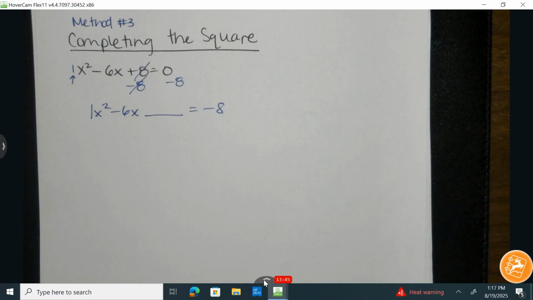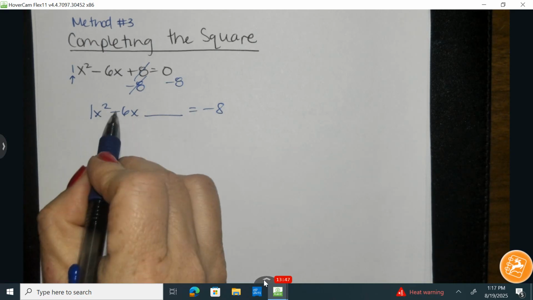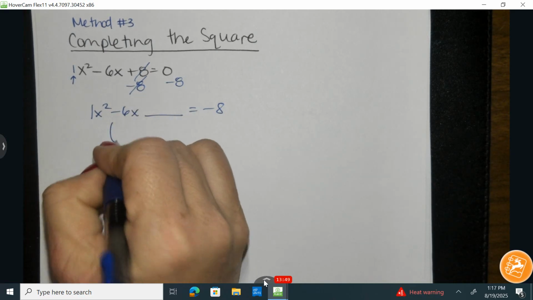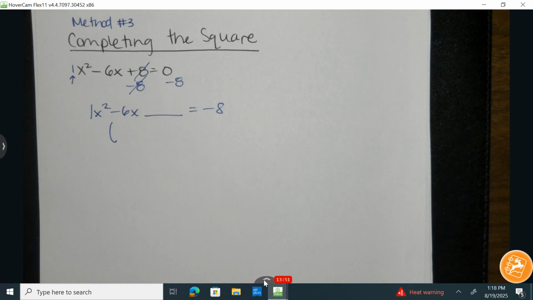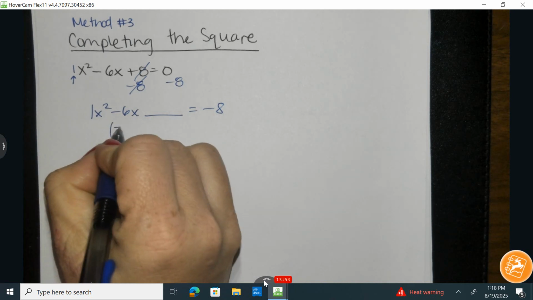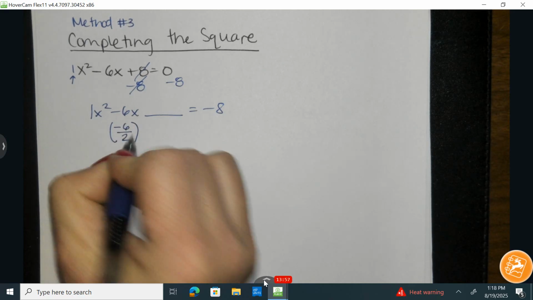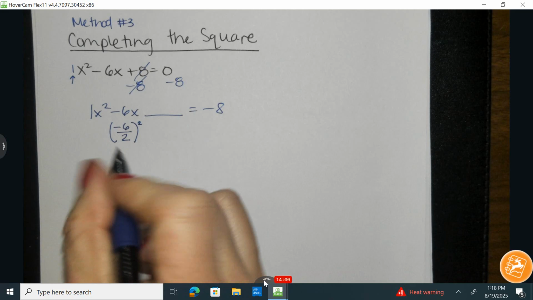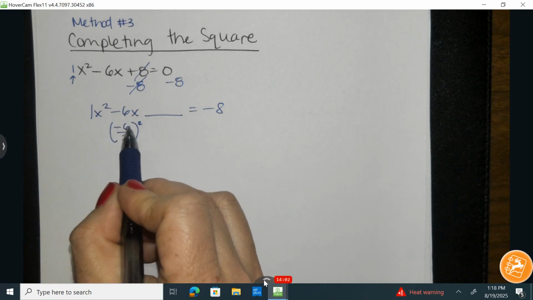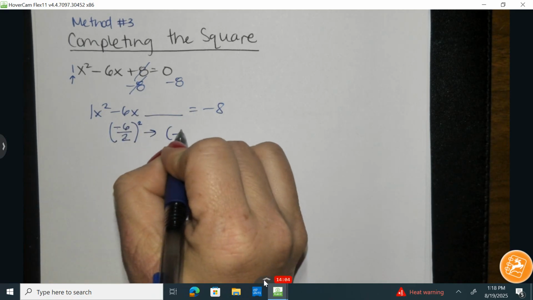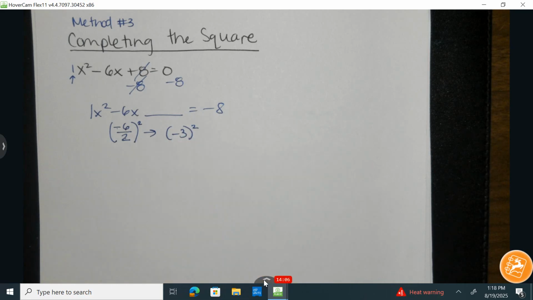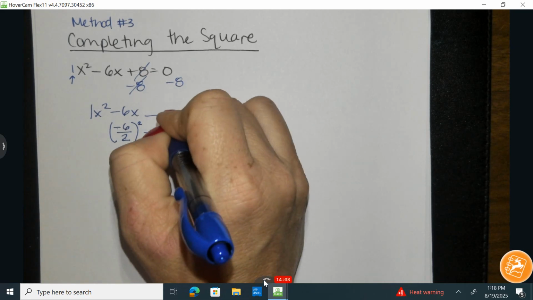The next step is to take whatever this b value is, and I'm always going to try to teach you the tricks to do it a little bit easier. We're going to take the b value and write it down in parentheses, and we're always going to divide it by 2. And then we're going to square it. So here we go. -6 divided by 2 is -3, and then we're going to square it. And whatever we get for an answer is going to go right in here.